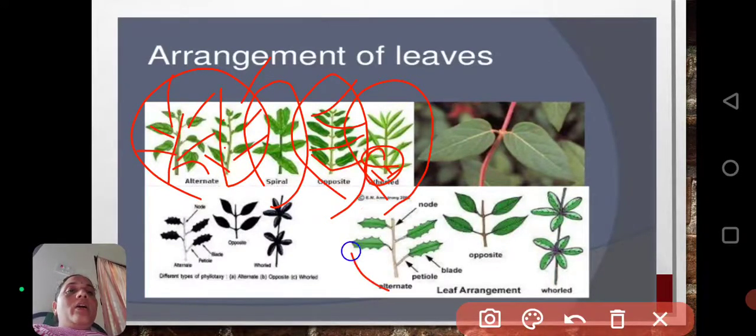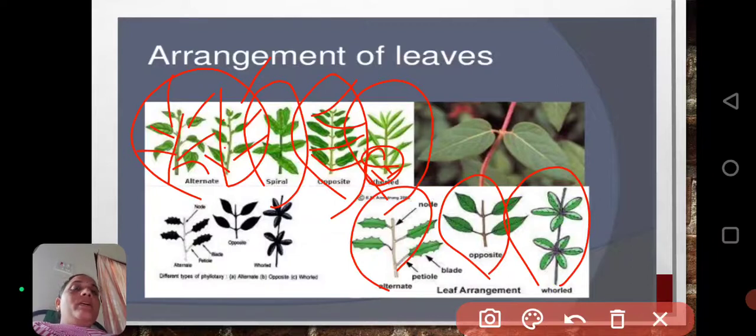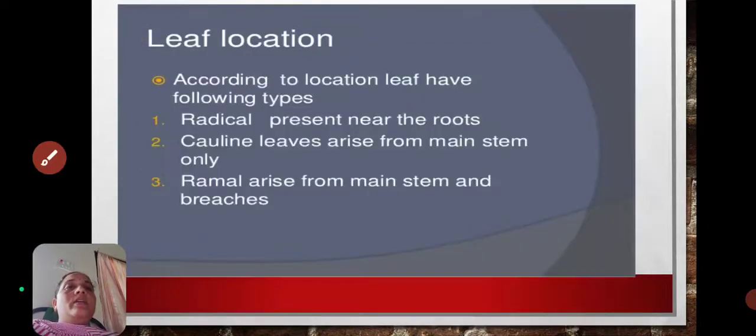Okay, here are the alternate leaves. This is the opposite leaves and this is whorled phyllotaxy. The arrangement of the leaves is called phyllotaxy. So here alternate, opposite and whorled phyllotaxy. Whorled means circular. The leaves are arranged in a circular manner here and then in a circular manner here. So these are the leaf arrangements.